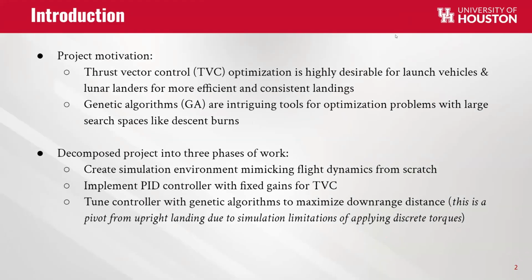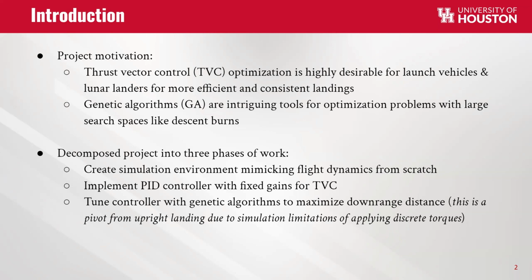So the motivation for this project is that thrust vector control, or TVC optimization, is starting to become highly desirable for launch vehicles and lunar landers alike. If we can make this more efficient and consistent, that would have a big payoff for these spacecraft. This is where I think genetic algorithms are an intriguing tool for this optimization problem, because they scale very well with large search spaces. That certainly applies to phases of flight like a descent burn, where you have a lot going on to consider.